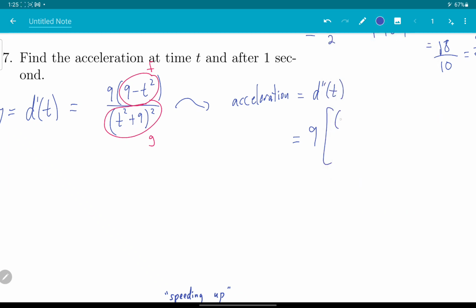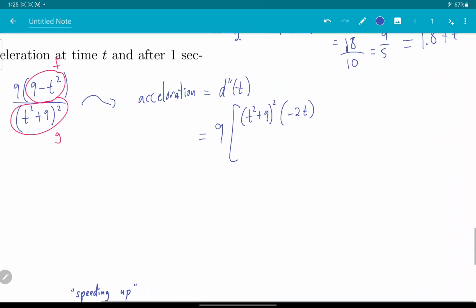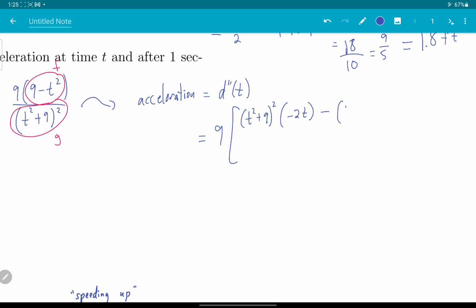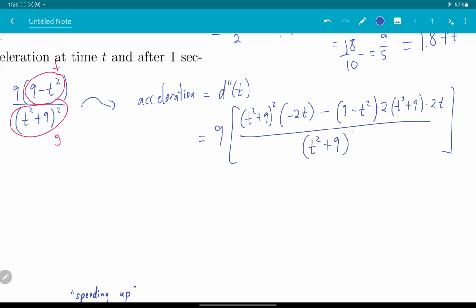So I got G F prime minus F G prime. Chain rule: 2 times t squared plus 9 times 2t. And then square the G on the bottom. 2 becomes 4. Whew. Okay.